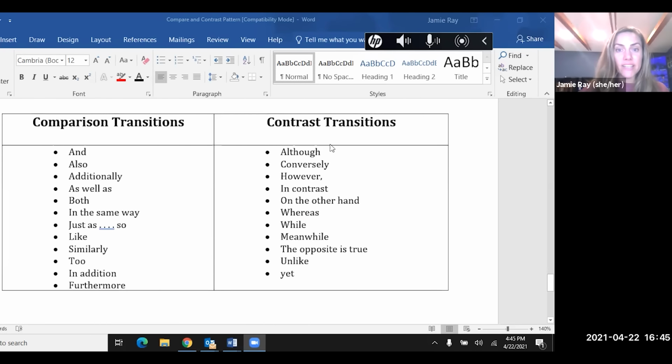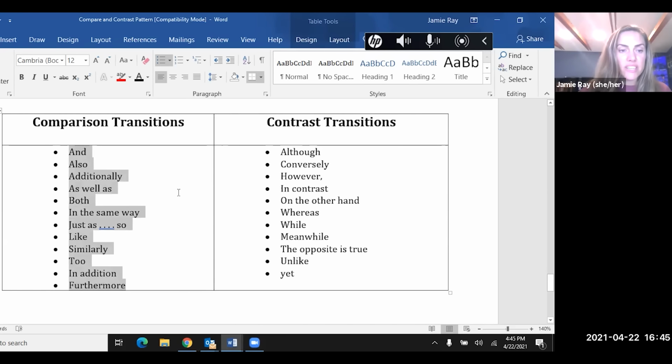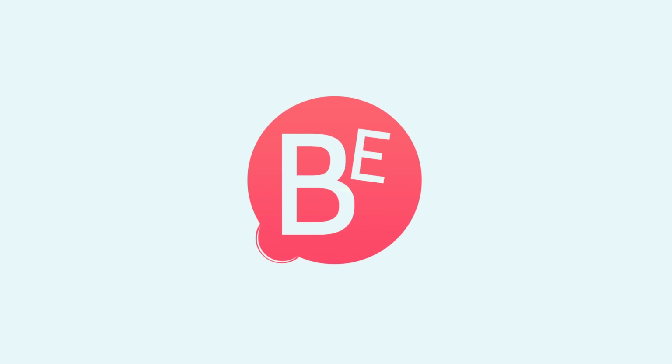Okay, and finally at the end you have these transition words if you just wanted to see a few of them, just to have more options. When you want to compare two things, here's a list of them. If you want to contrast, here's another list. It's on this handout. All right, happy writing.